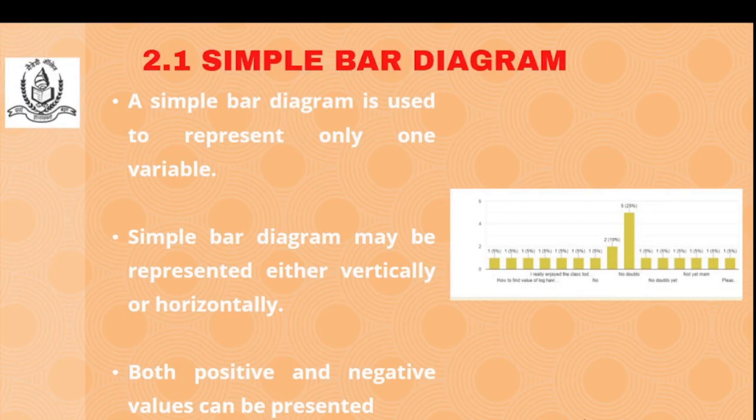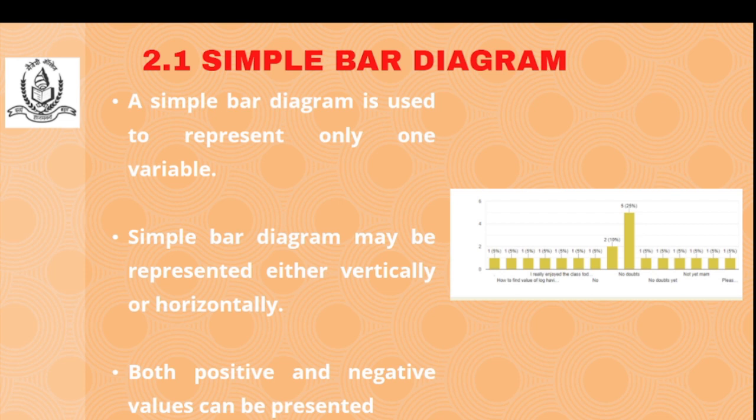Now coming to the first subtype of the bar diagram, that is the simple bar diagram. A simple bar diagram is used when in our data set only one variable is present. So that has to be taken care of. Again, a simple bar diagram can be represented either vertically or horizontally, that is with the help of vertical bars or horizontal bars. Another important point that has to be considered here is that simple bar diagrams can be used to represent both positive as well as negative values.